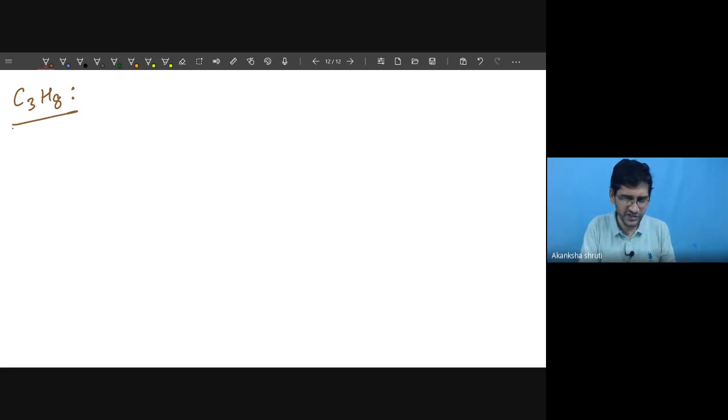So let me take C3H8. Students, please draw this. I will give you 1 minute. What will be the structure, or what could be the way of drawing it? First you need to draw the 3 carbons.